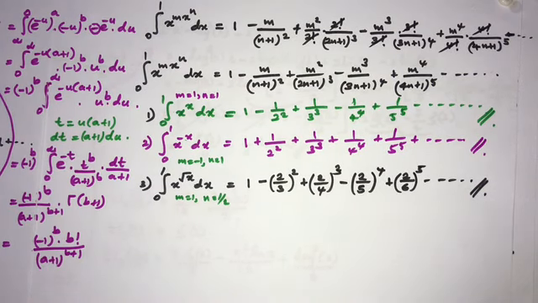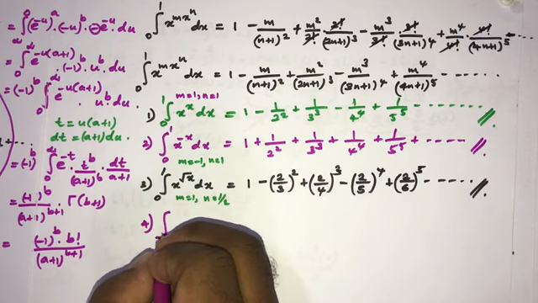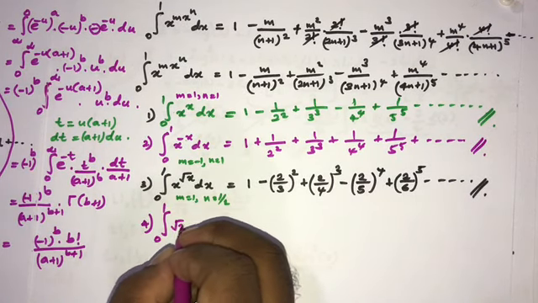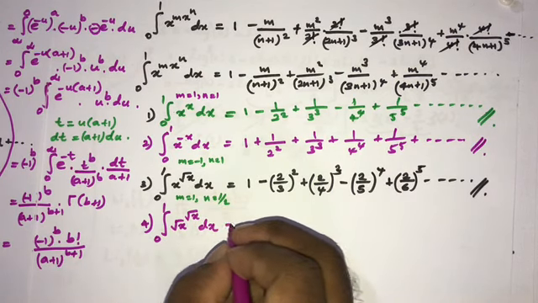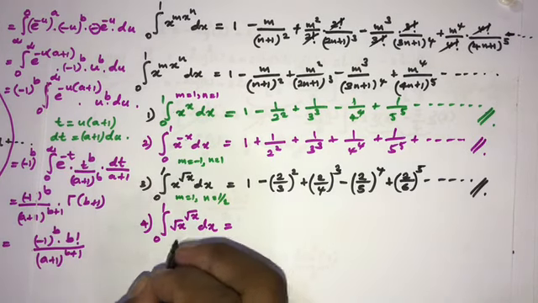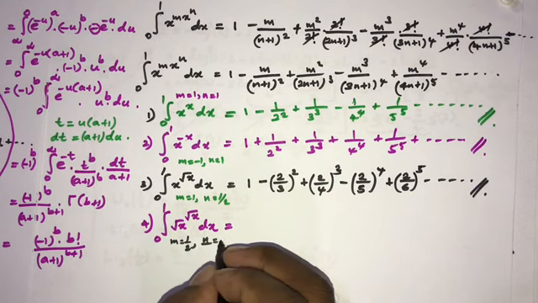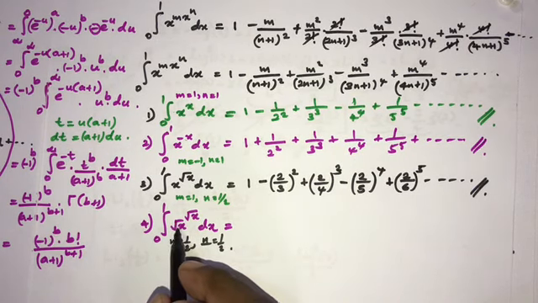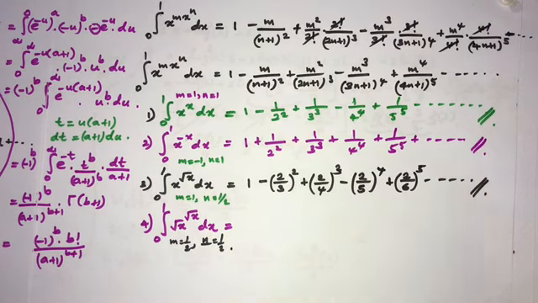Then number 4, the integral from 0 to 1 of the square root of x raised to the square root of x dx. For this integral, m is equal to 1 half and n is equal to 1 half, because here we can write x raised to the 1 half, and here also x raised to the 1 half. Therefore m is equal to n is equal to 1 half.